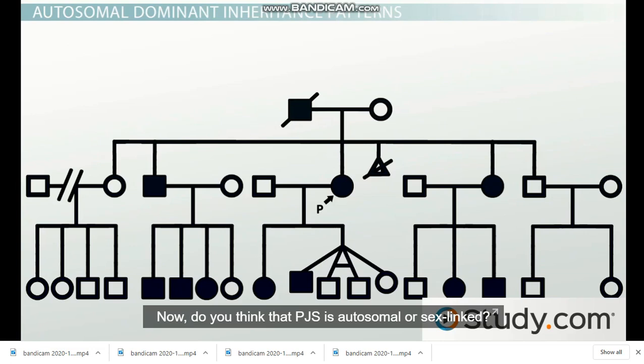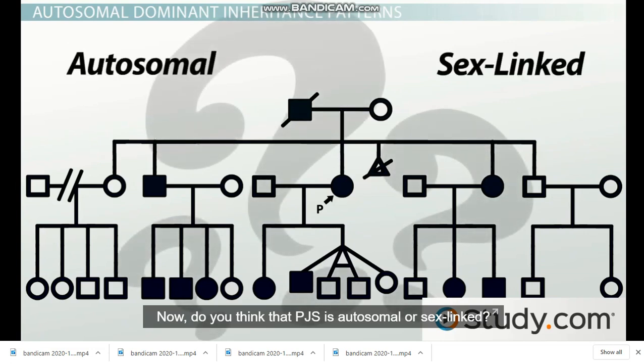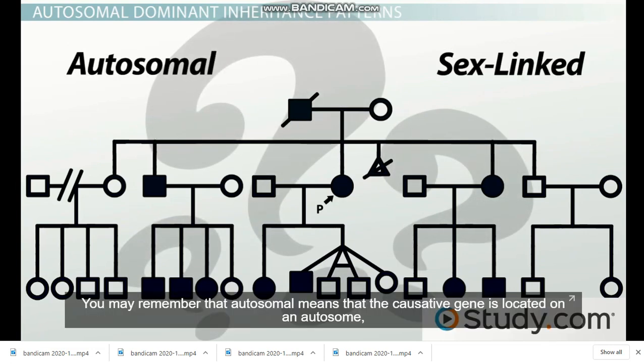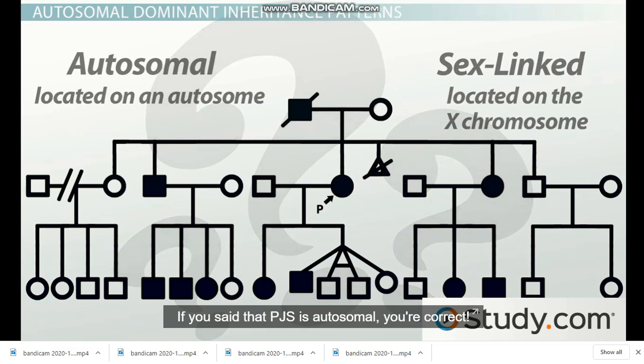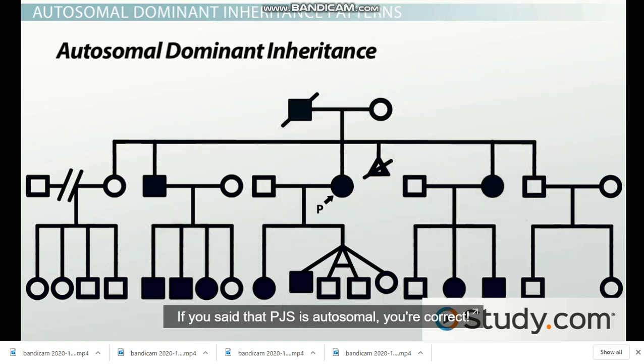Now, do you think that PJS is autosomal or sex-linked? You may remember that autosomal means that the causative gene is located on an autosome, and sex-linked means that the causative gene is located on the X chromosome. If you said that PJS is autosomal, you're correct.